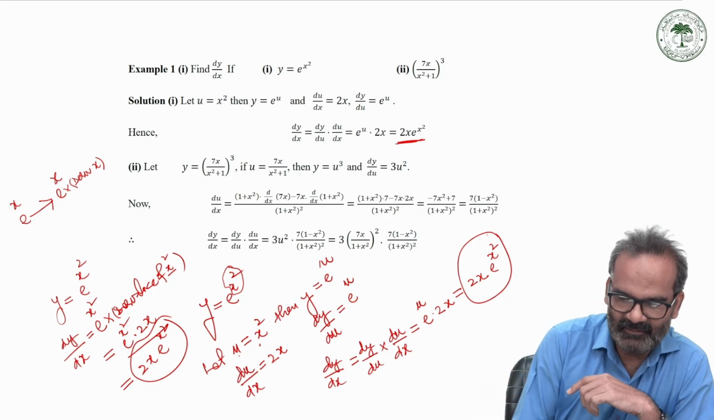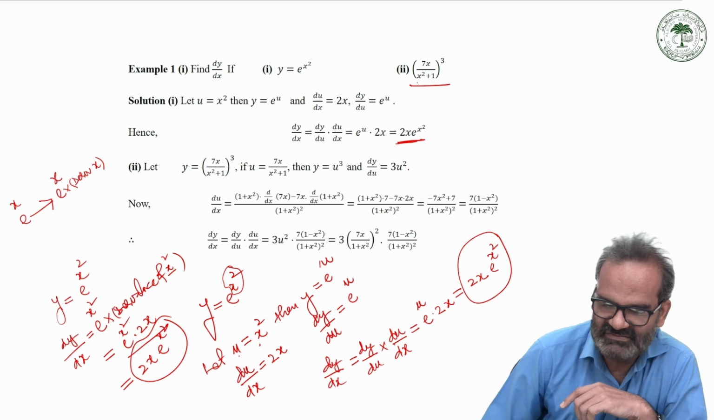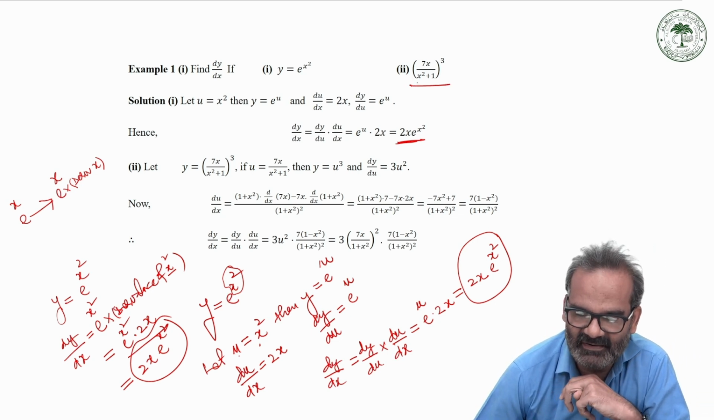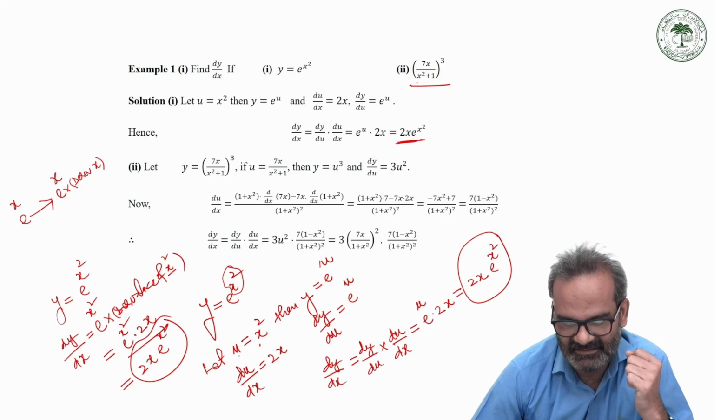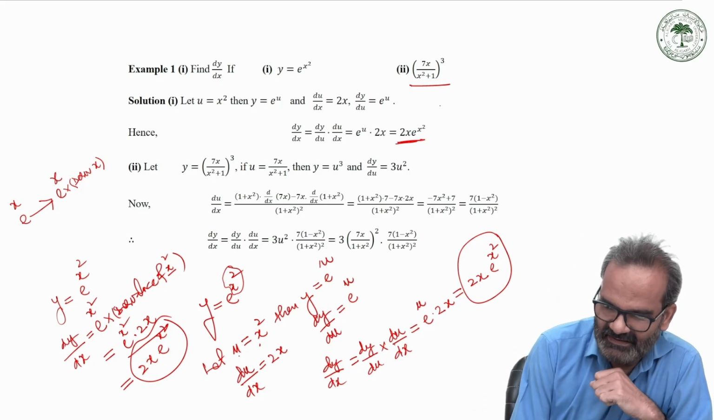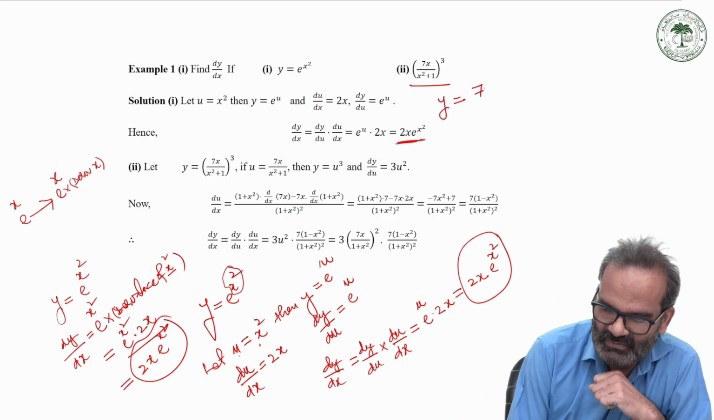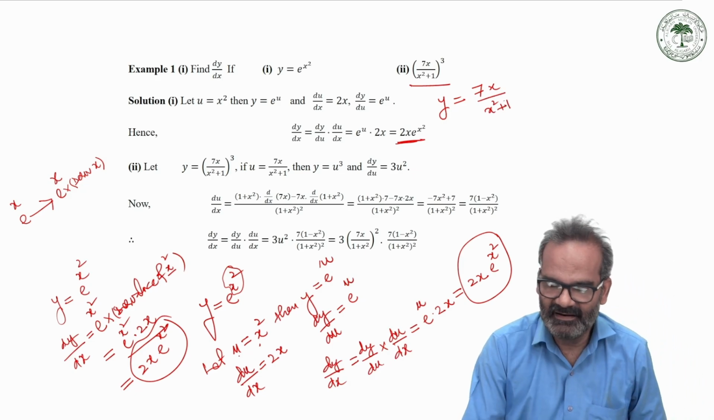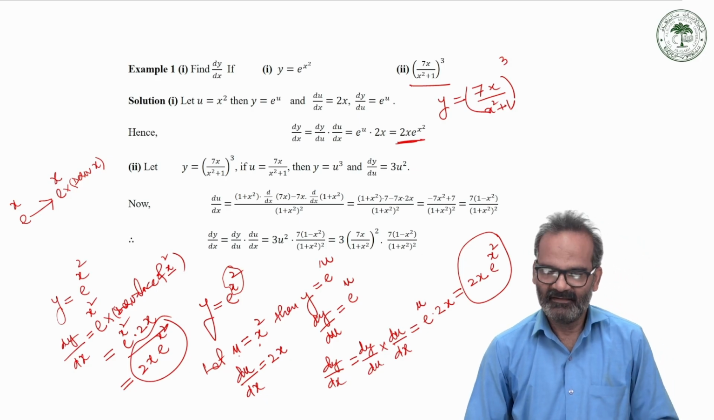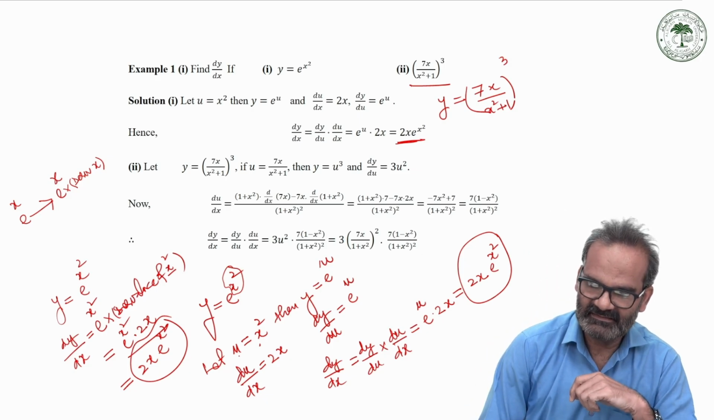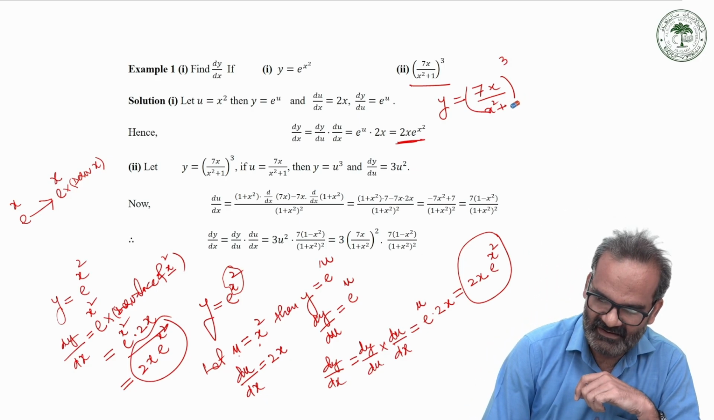Clearly, take this example very quickly. If y is equal to 7x upon x square plus 1, its power is 3, then find dy over dx. See, y is equal to 7x upon x square plus 1, and its power is, say, 3. See here, y is a function of x, right? Y is a function of x.